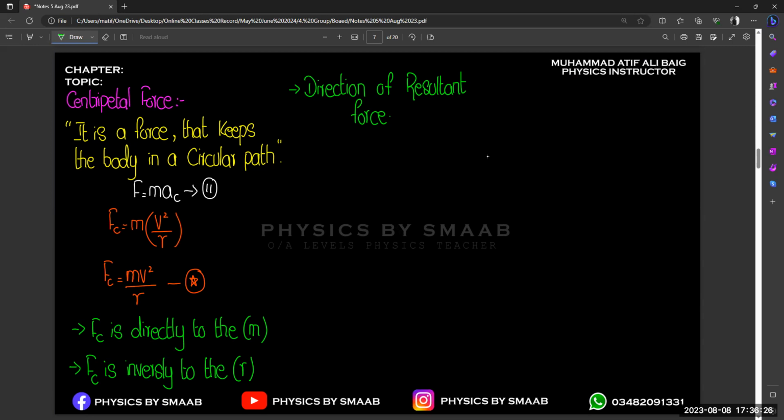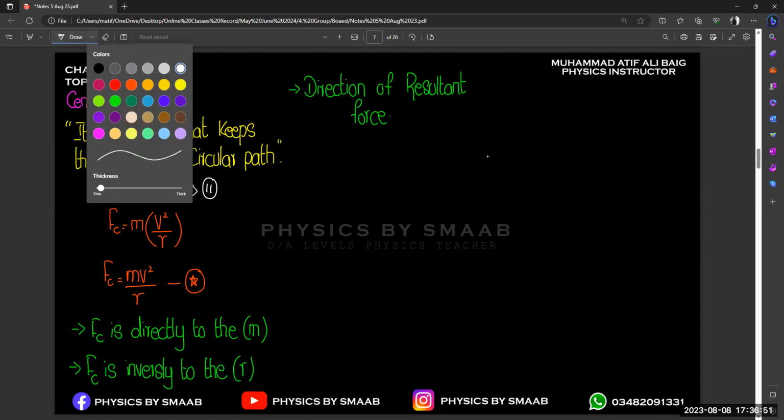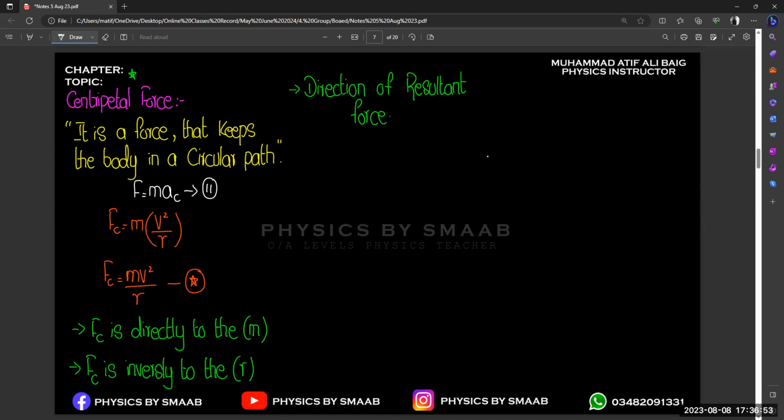Why? Because we already discussed the centripetal force. Centripetal force is responsible for the circular motion of the body, right? So it means that the body, because of inertia, is actually trying to leave that circular path. But because of that string, because of that tension, the body is not able to move out of the circle. So that's why we can say that the direction of resultant force is always towards the center of the circle.